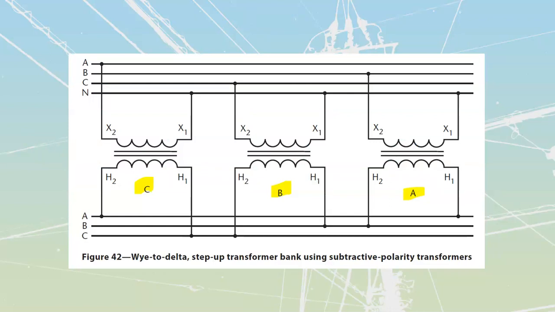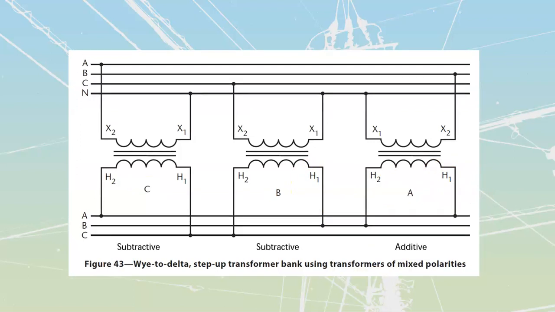Delta side, simple enough to take a look at the connections as well. H1 of C goes to line C, H1 of B goes to line B, H1 of A goes over to line A as well. That's going to be using subtractive polarity transformers. The other way that we can do it is working off of mixed polarities.